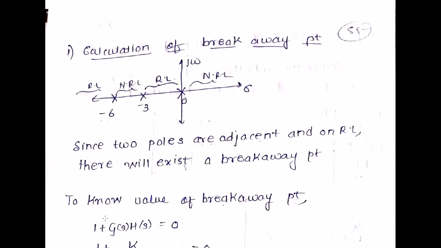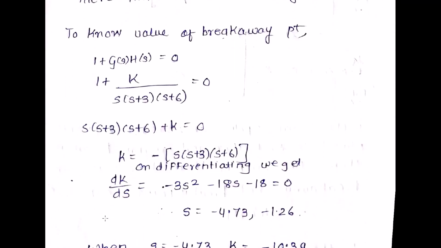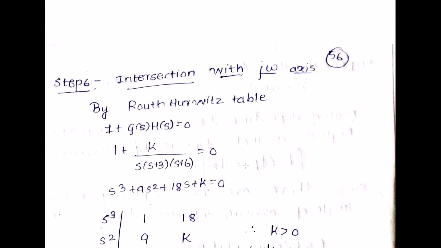The next thing is to find out the value of the breakaway point. The method is given to you over here. To find this value, get the values of s, and the value of s for which my value of K is positive is a valid breakaway or break-in point. Other values of s will not be a valid breakaway point.